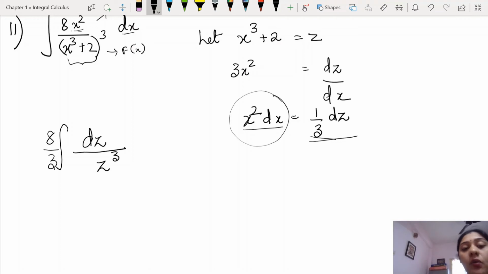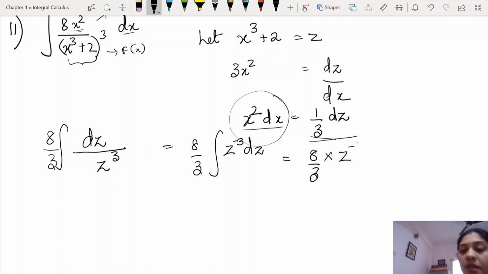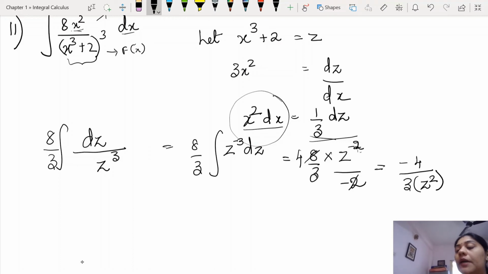Okay. Now we can integrate because it's a single algebraic term. So in the next step, I will write it as 8 by 3 integral z power minus 3 dz, which is nothing but 8 by 3 again as it is, into z power minus 3 plus 1 is minus 2 divided by minus 2. Okay, so now we can cancel this term and this term, so it becomes a 4. So I can write it as minus 4 by 3, and since this has a negative power, we can bring it down to the denominator. It will become z square.